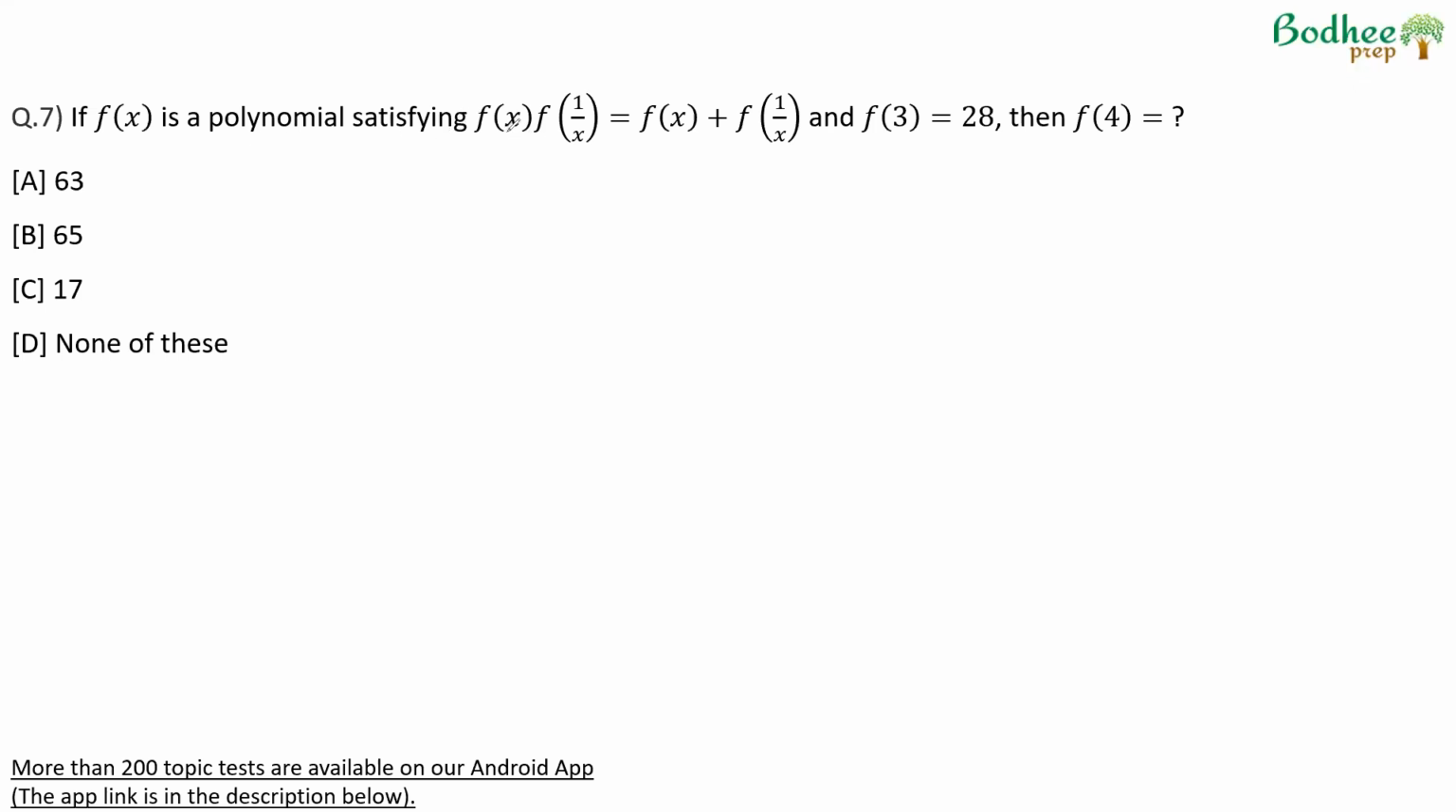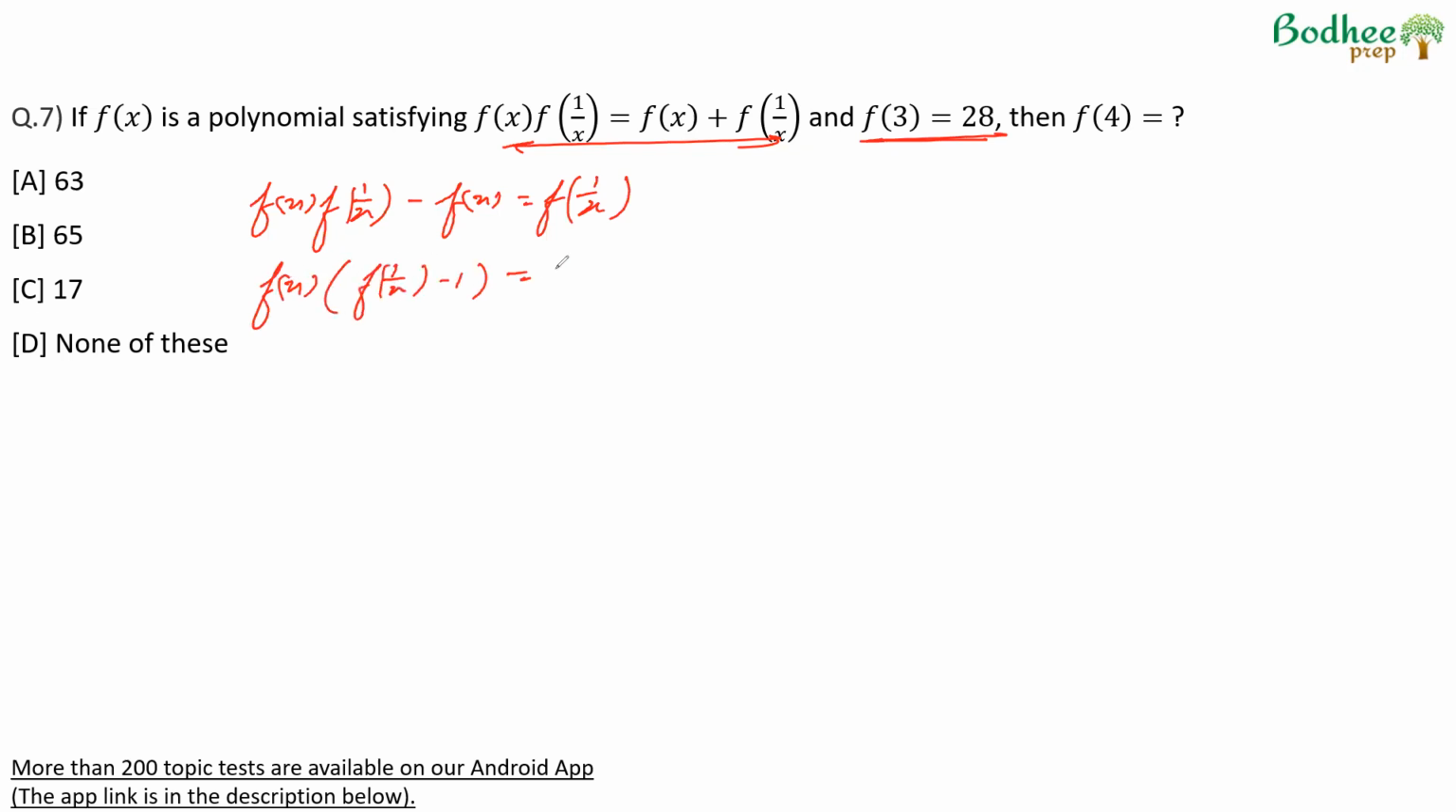f(x) is a polynomial of the form f(x) into f(1/x) is equal to f(x) plus f(1/x). Only f(3) is given. And therefore, what we can say is f(x) into f(1/x) minus f(x) is equal to f(1/x). We are trying to get the form of this equation. What kind of a function will satisfy this equation? So f(x) times f(1/x) minus 1 is equal to f(1/x), and therefore f(x) can be written as f(1/x) upon f(1/x) minus 1.